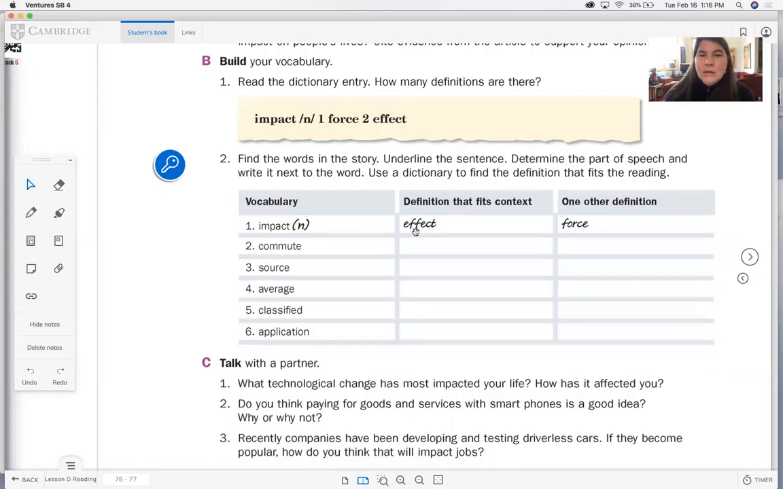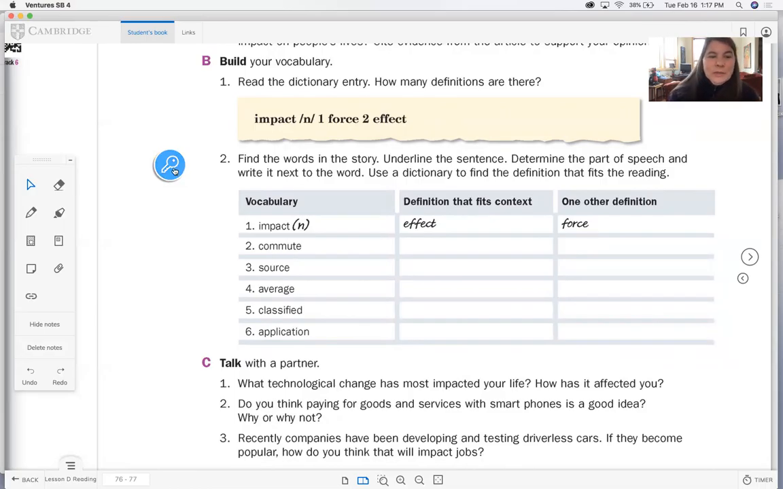effect right here, the impact of technology is the effect. But if something like this, if you're in a car accident, the impact of the car against another car means the force of one car against another. That's what it means. Same word. Impact of technology means the effect, and the car impact means the force of that one car.